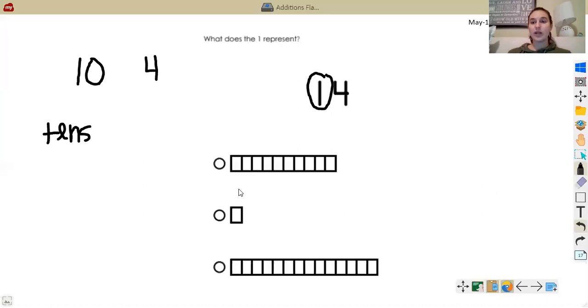So let's see which number has 10. 1, 2, 3, 4, 5, 6, 7, 8, 9, 10. So this is what the 1 represents. The 1 represents the tens. So we have 10 ones and 4 ones. So we have 10 ones and 4.